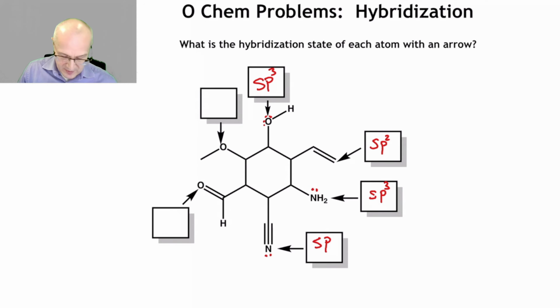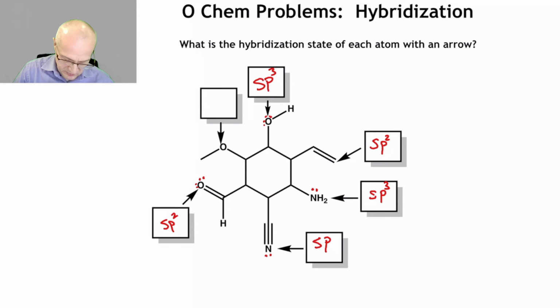All right, moving along. This one, that oxygen is involved in a double bond. That means it has one pi bond for sure. So it is sp2. The lone pairs in this particular atom are in sp2 hybridized orbitals.